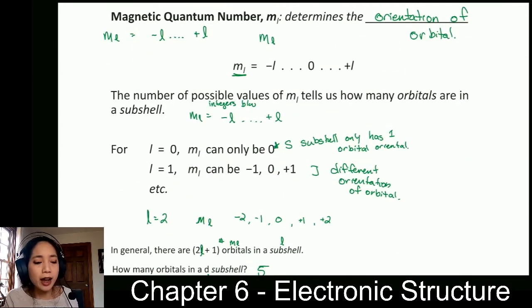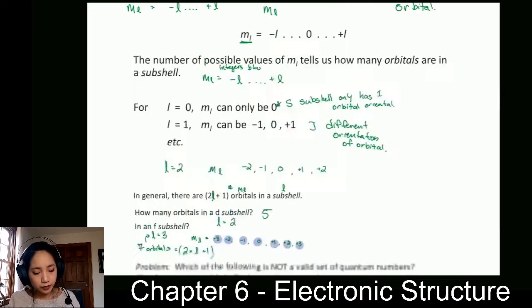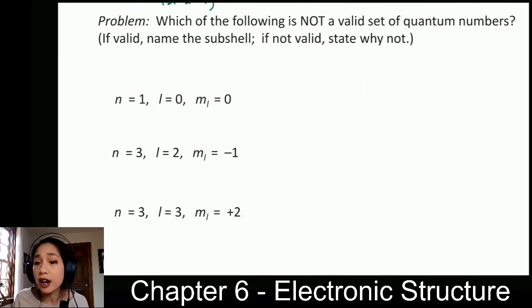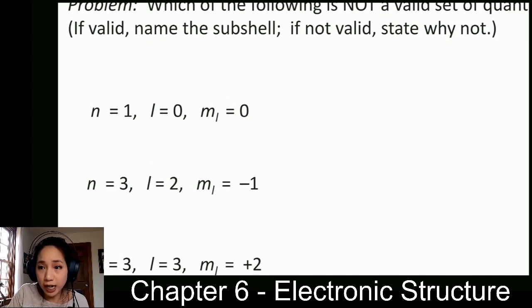And then we have our magnetic quantum numbers. These are the different orientations of these shaped orbitals. And so ML, or M subscript L, is equal to all of the integers between negative L and positive L. All right, so let's see which of these following sets of quantum numbers are not valid using the definitions that we came up with.